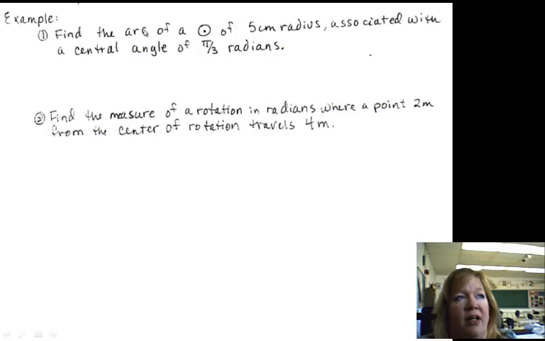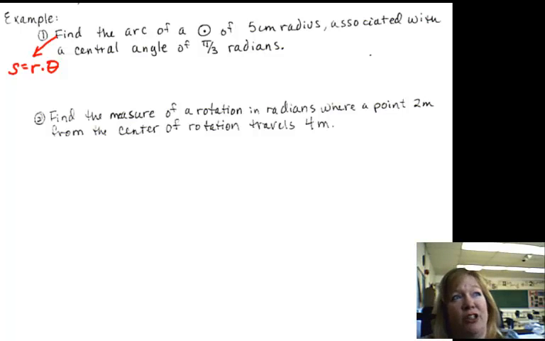Find the arc length of a circle of 5 centimeters radius that's associated with a central angle of pi over 3 radians. So remember, the formula only has 3 things. S equals r times theta. S is the arc length, r is the radius, and theta is the angle measure in radians. So when I'm looking at this, the first thing I pick is this is the one I want because I'm looking for arc length S.